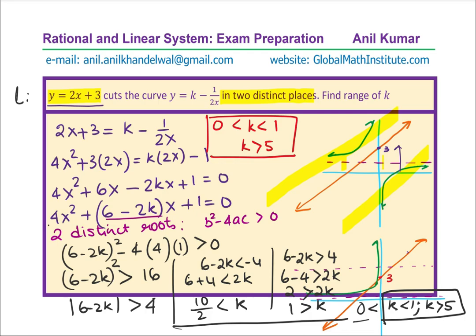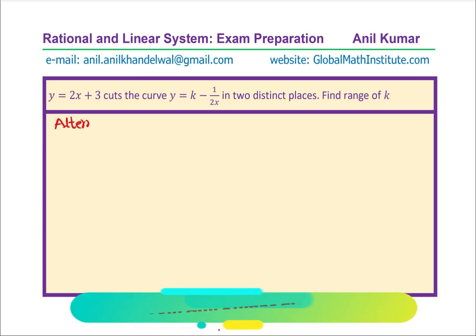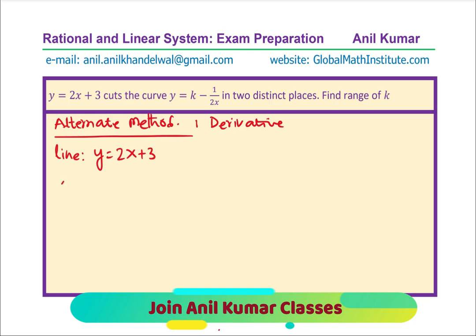Now, can you think about another process of finding the same answer? So we're talking about an alternate method. So let's now look into the alternate method. We are going to use derivatives, since in Edexcel A level, you have learned derivatives and we could use that. Now the concept here is that we have the line which is given to us as y equals 2x plus 3. So the gradient is 2.